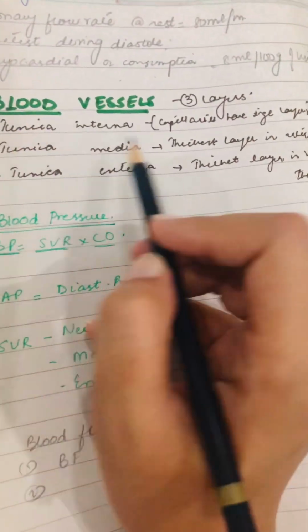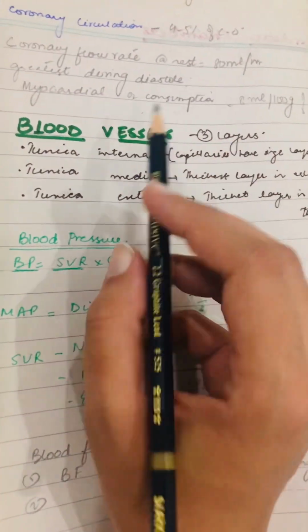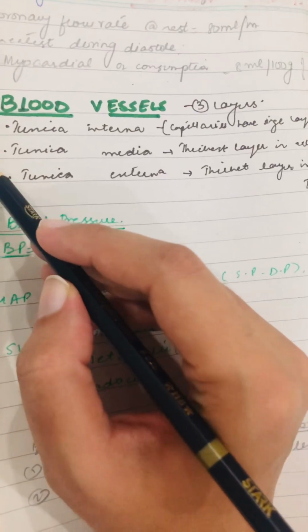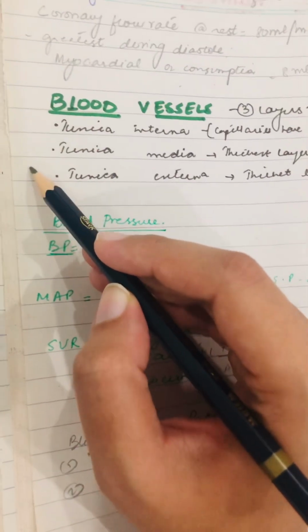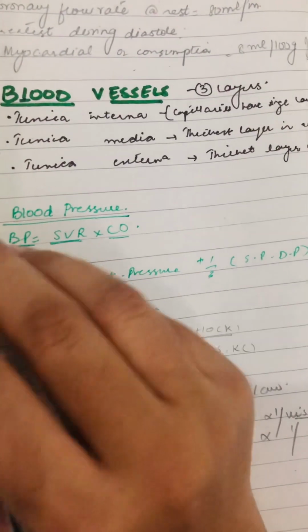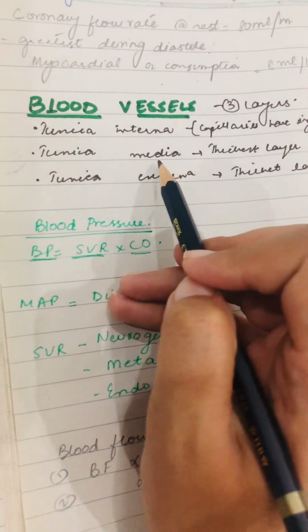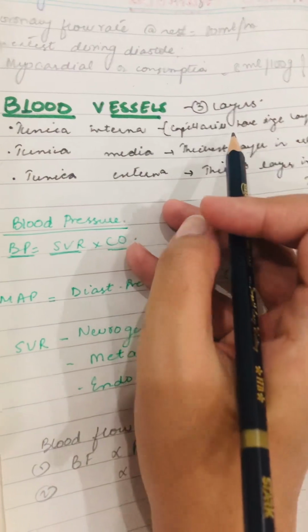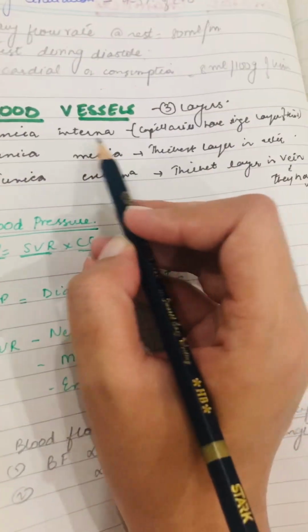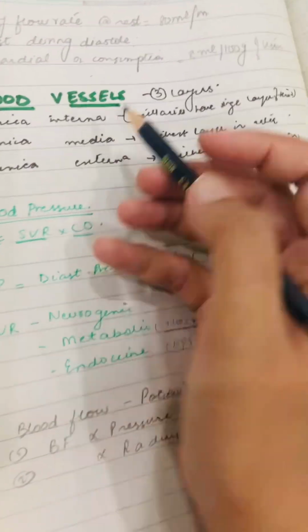Now coming on to the blood vessels, it has three layers. We know it is the tunica interna, media, and the externa. So externa is the thickest layer in the veins, and the veins have valves. Tunica media is thickest in the arteries, and capillary, obviously they are single layer, they only have this interna.